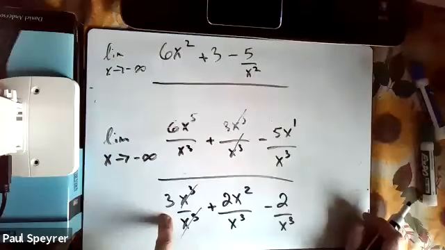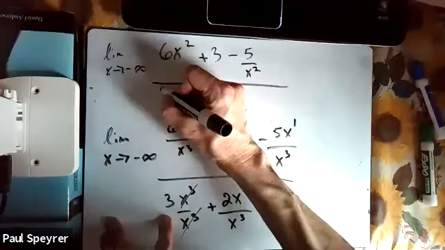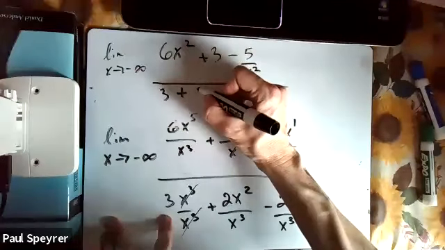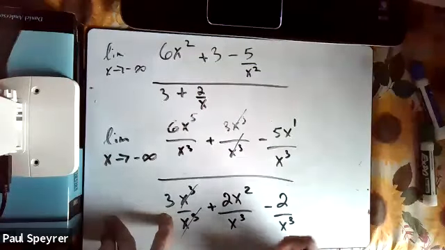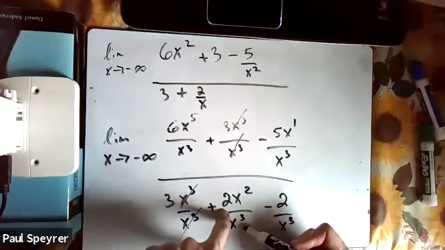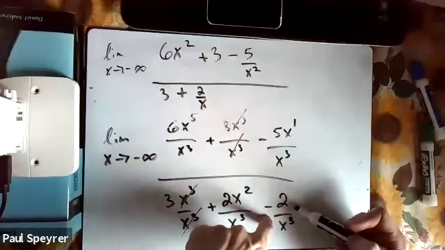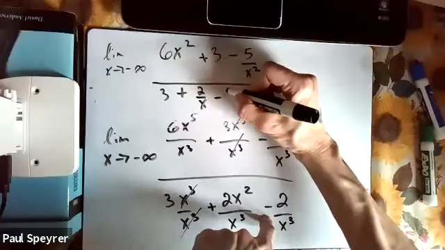Now, in the denominator, we have 3 plus, and then 2 over x, because you have 2 up top, 3 on the bottom, so you're left with 1 on the bottom. And then with this one, nothing cancels out at all.